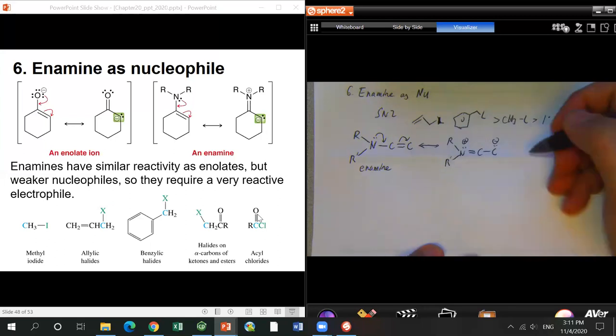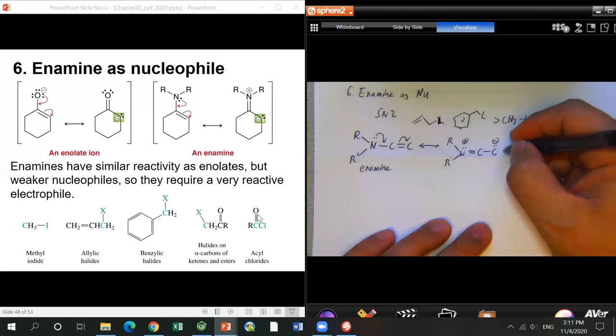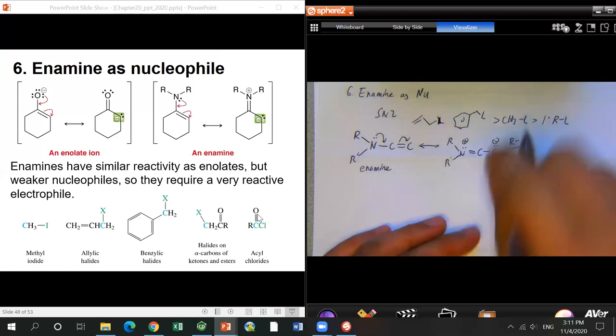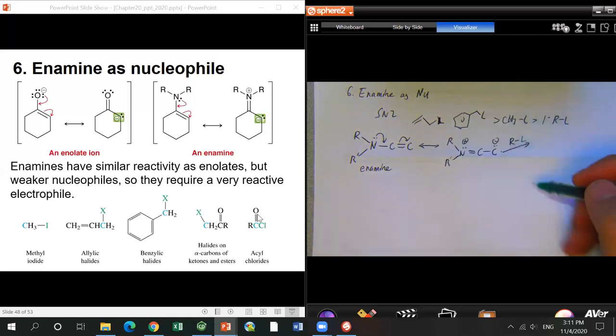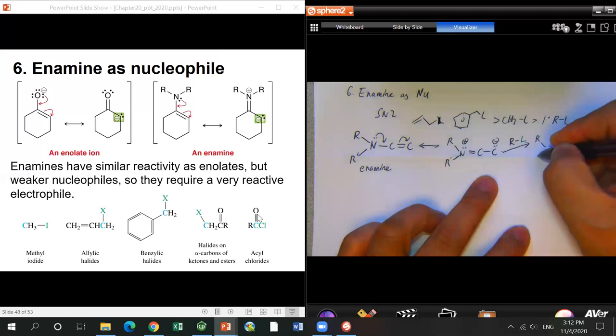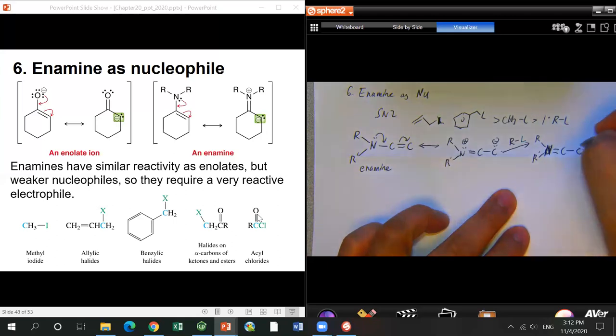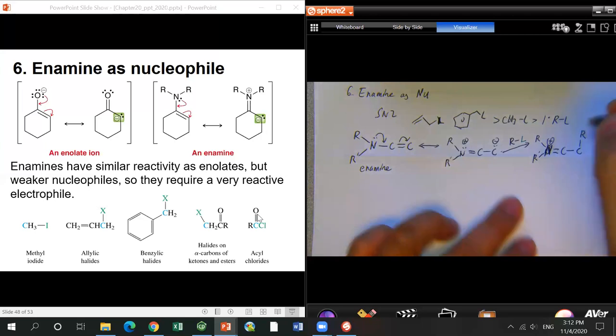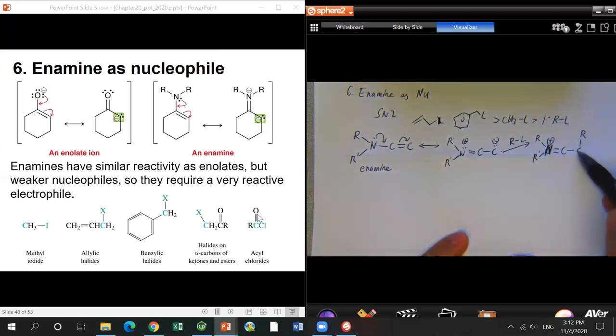And then you can do SN2 reactions. For example, if you have an allylic substrate, benzylic substrate, methyl substrate, or primary substrate, you can do SN2 reactions. After the reaction, you get something like this. There are no lone pairs. So here's the nitrogen. That's how you put the alkyl group on the alpha carbon.